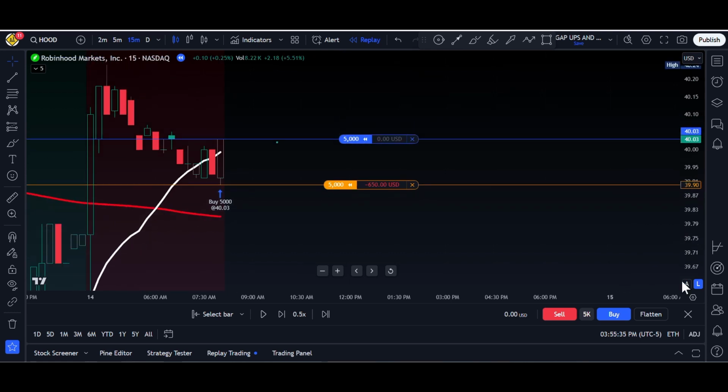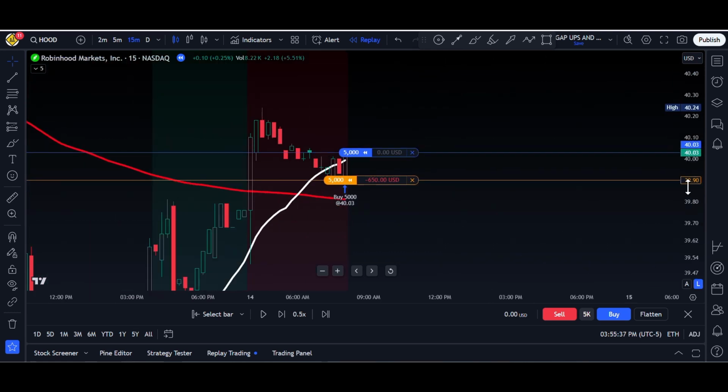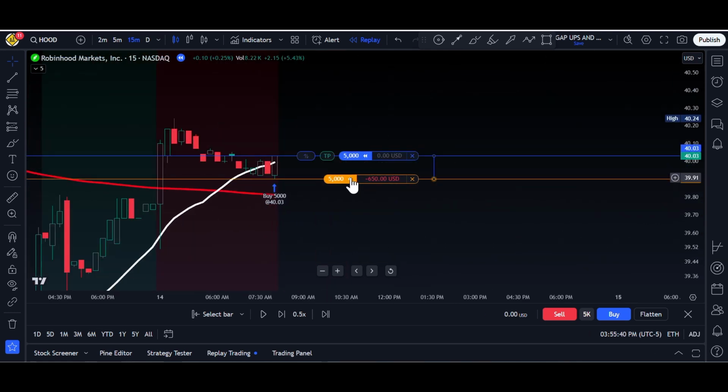So assuming I have a 650 risk, and I'm going to go for TP.